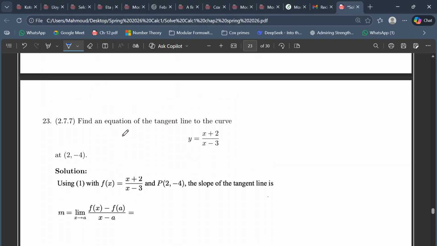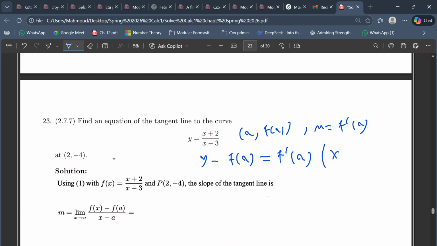Find an equation of the tangent line to the curve y equals (x plus 2) over (x minus 3) at (2, -4). So let's write the equation. The equation is like this. I will write it in general, a, f of a, okay? At this point, what's the slope? m equals f prime of a. So in general, y minus f of a equals m, which is the derivative, times (x minus a). Are you good with this?